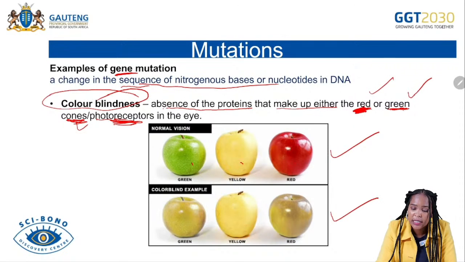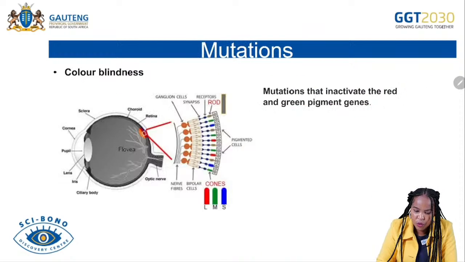When they look at green, it's still yellow. When they look at red, it's still yellow. So it is because they do not have that protein. It is absent, that protein that makes up this color. So this is now why it is a gene mutation, because with proteins, it happens at DNA level. Remember your nitrogenous bases, right? So that is why colorblind.